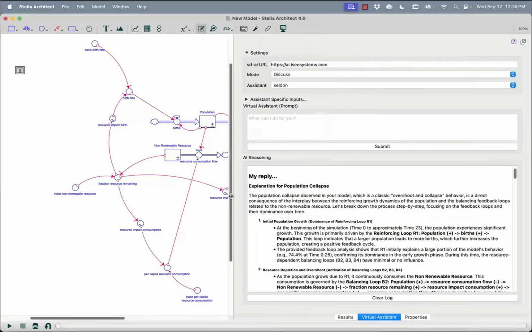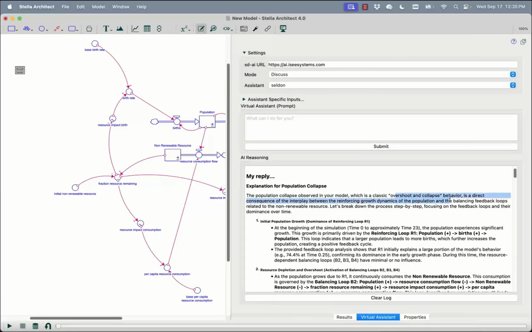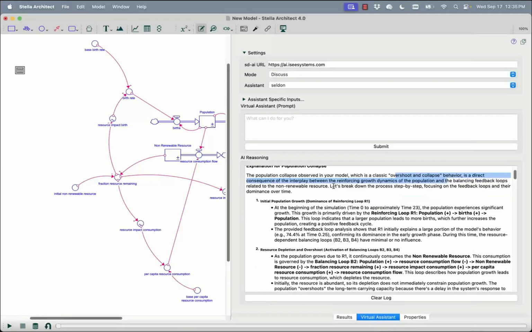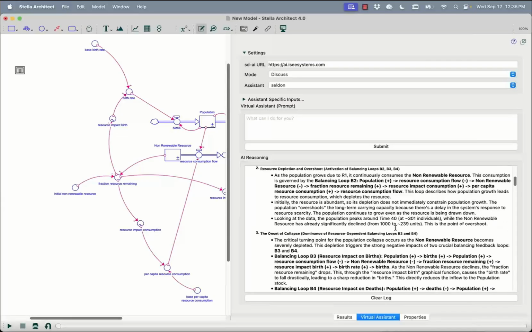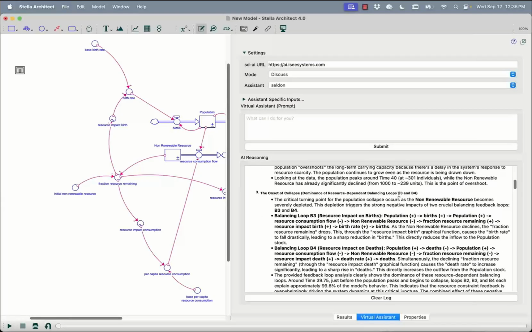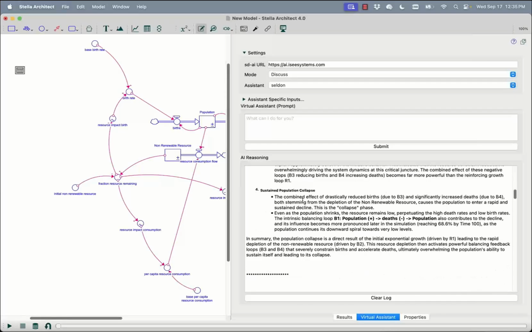So in this case, it talks about the population collapse being a classic overshoot and collapse. It's a direct consequence of the interplay between the reinforcing dynamics of the population and the balancing feedback loops related to the non-renewable resource. Let's break down the process step by step, focusing on the feedback loops and their dominance. It talks about the initial population growth dominated by R1. It talks about resource depletion and overshoot, which is loops B2, 3, and 4. It talks about the onset of 3 and 4, and the sustained population collapse.